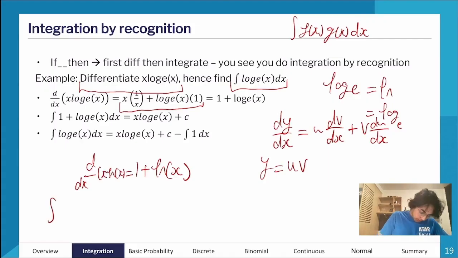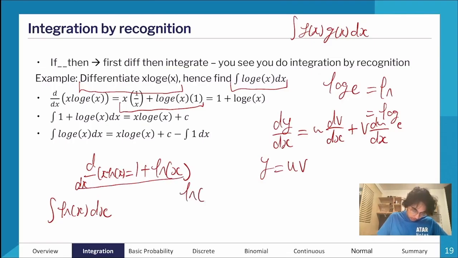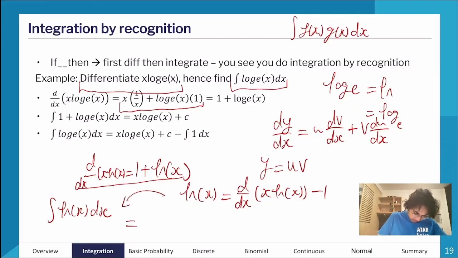Okay, and I want to integrate ln of x with respect to x. So I rearrange this equation for ln of x. ln of x is equal to d/dx of x ln of x, minus 1. And then I substitute that in. So this integral is equal to the integral of d/dx of x ln of x minus 1, dx.